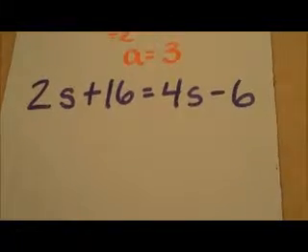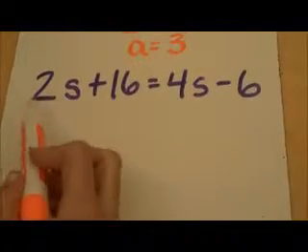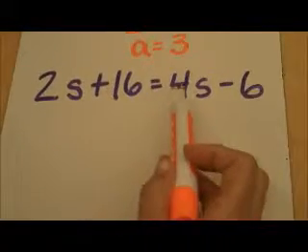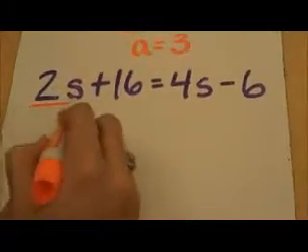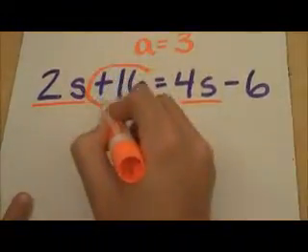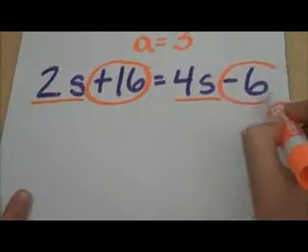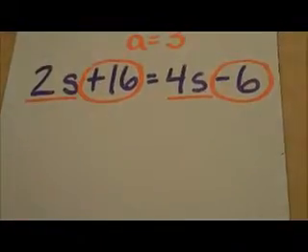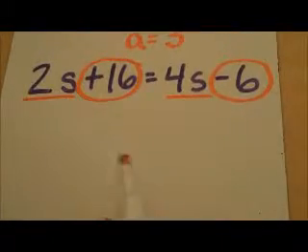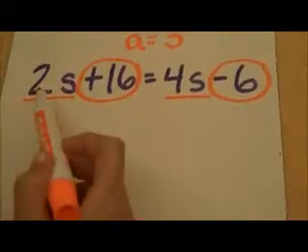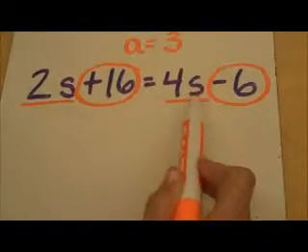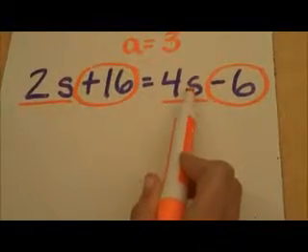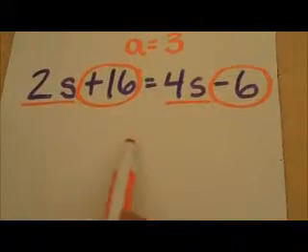This is a doozy of a problem, but it will be fine. We have 2s plus 16 equals 4s minus 16. So I've got my letters, and then I've got my numbers. So we have to decide where are we going to move the letters and where are we going to move the numbers. I always look to see where more of my letters are, and I try to move my letters to that side. And as you can see, I have a 2s and I have a 4s. And since there are more s's over here on the right, I think we should probably keep our letters or variables on the right-hand side and move our numbers to the left.